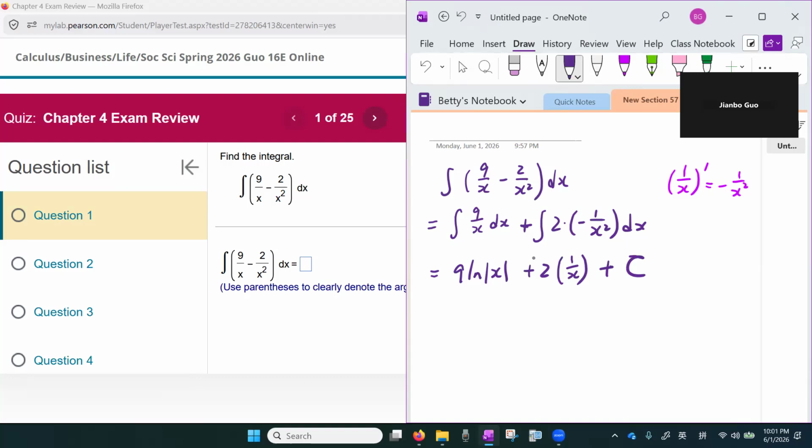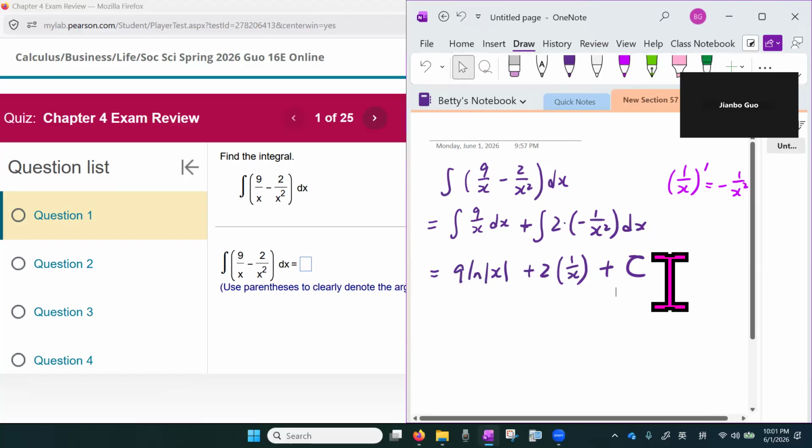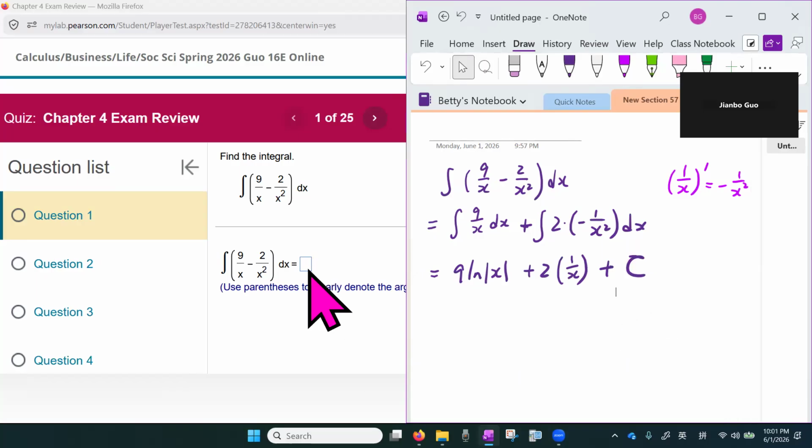And do not forget to put a C. C here represents any real number. If you are not sure, you can always reverse the process. Take the derivative of the result. If you get the given function, then that means your result is correct, right? If we take the derivative of this result, we have 9 times 1 over x plus 2 times negative 1 over x squared, right? Yeah, the derivative of a constant is 0. So we're going to enter this here.